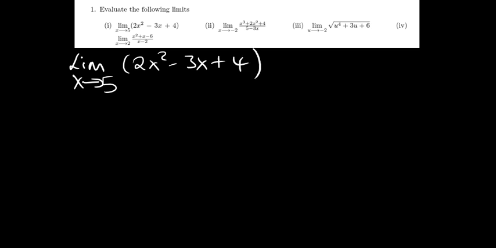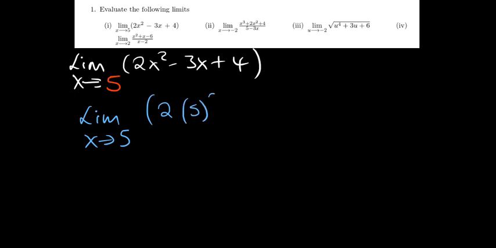So the limit as x approaches 5, and then we have 2x squared minus 3x plus 4. Each time you're given a question to deal with a limit, just substitute the value you have. Don't only substitute if it's going to give you an error. Now in this case, if we substitute the 5, we're going to have the limit as x approaches 5, and then we're going to have 2, where there's x, we're going to put the 5.